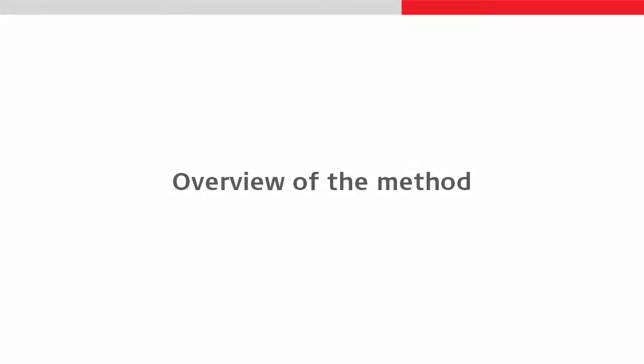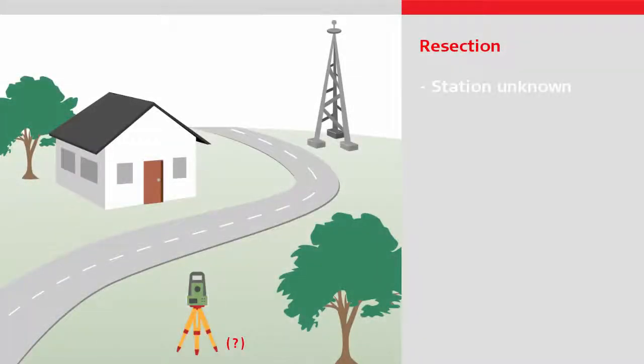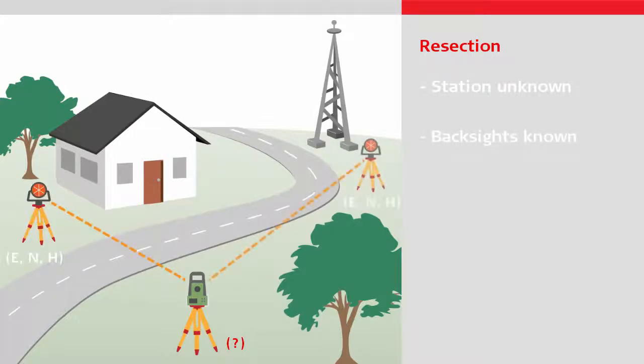The Resection method can be used in the following case. The total station is not located over any point of known coordinates. There are at least two backsite points which can be measured to. The position, height and orientation of the total station will then be computed based on the measurements to the backsites.